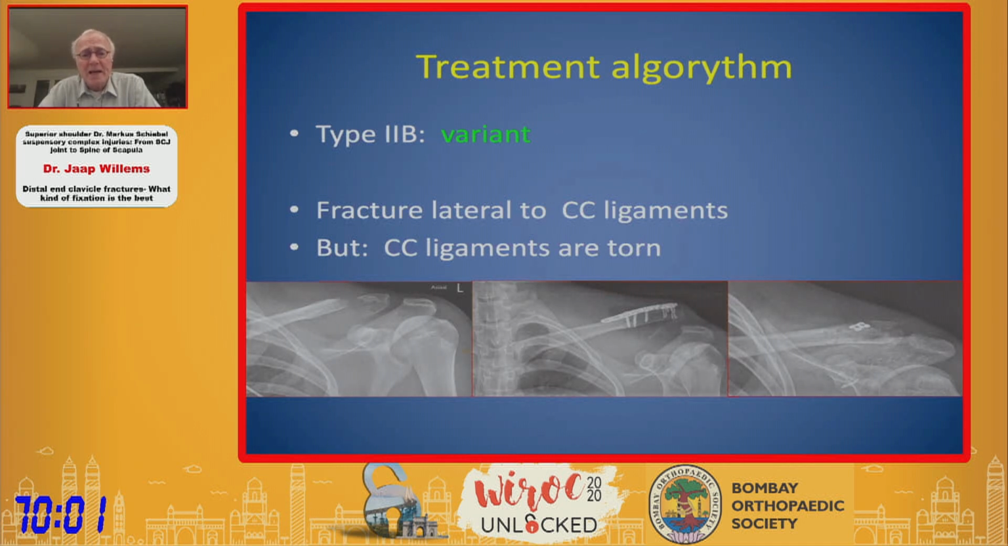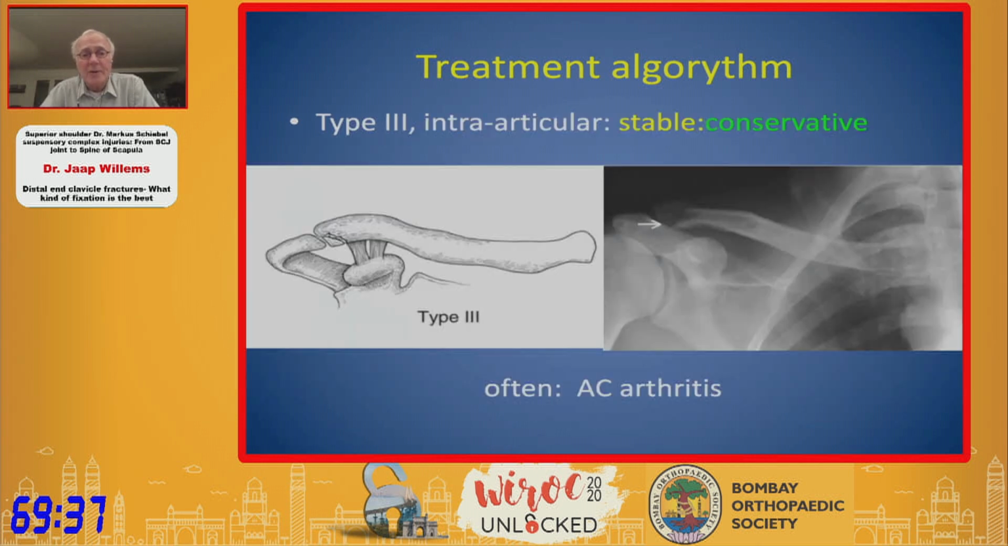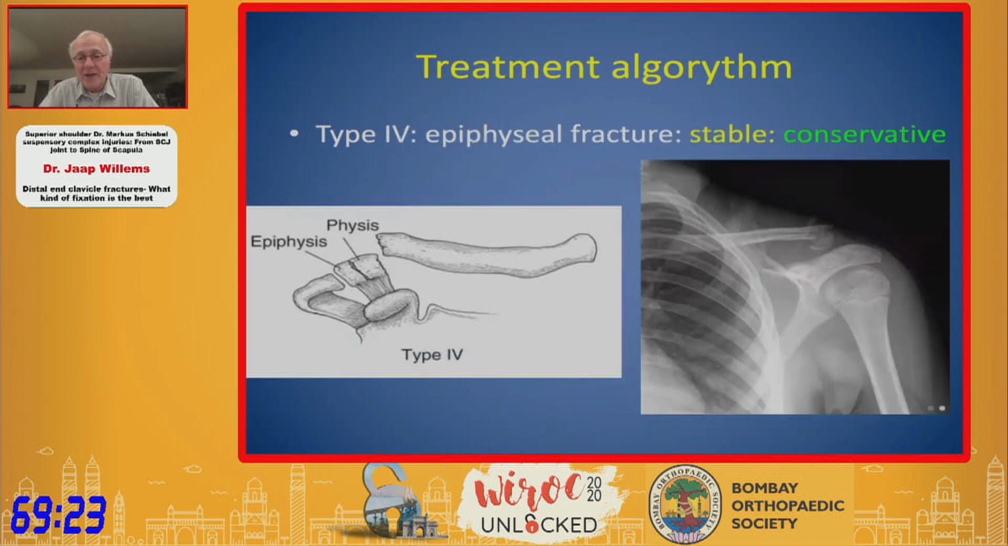There is a variant of the type 2B. Sometimes the CC ligaments are torn as well, and it is an example where there is a type 2 fracture that had been repaired. It was not distinguished at the beginning, but after the plating, there was a full dislocation of the AC joint, and it was treated with a dog bone. So you should be aware that in some cases, the type 2 has a variant with torn CC ligaments. The type 3 is an intra-articular one. It is stable. You can treat it conservatively. It might lead to early AC arthritis, but that is not always significant clinically.